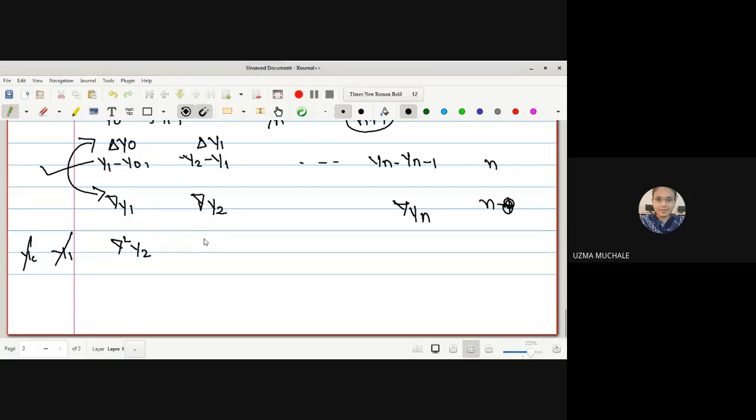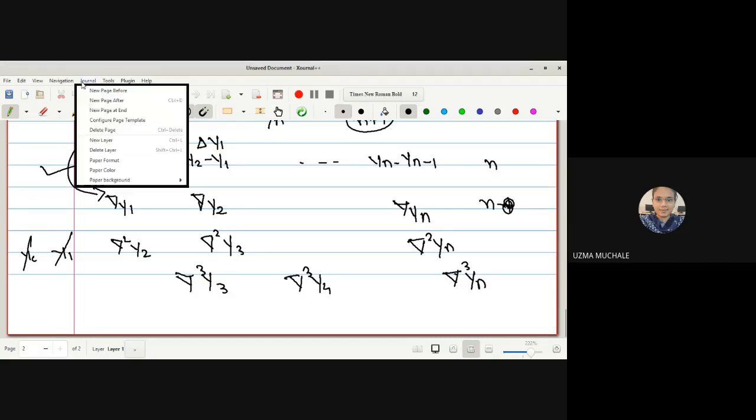Delta square y2, next is delta square y3, and so on, the last is delta square yn. Earlier, for delta square y0, y0 was fixed, and we were eliminating the later values. Here the earlier values will be eliminated and the rest remain as it is. Similarly, we can write for delta cube y: y2 will be eliminated, now it is simply y3, next delta cube y4 and so on, the last one will be delta cube yn.